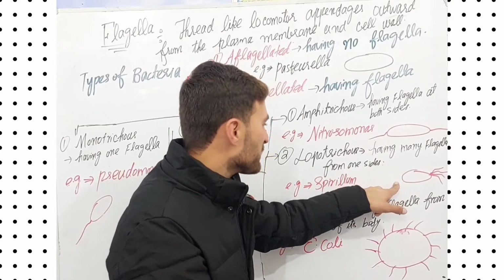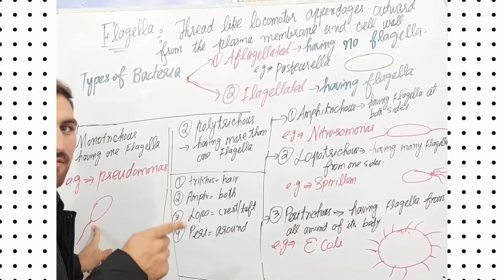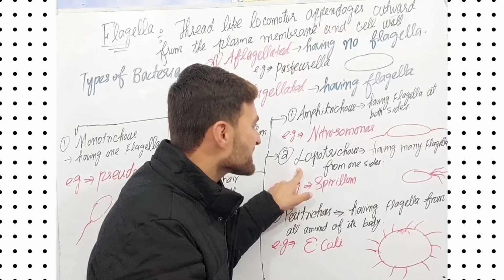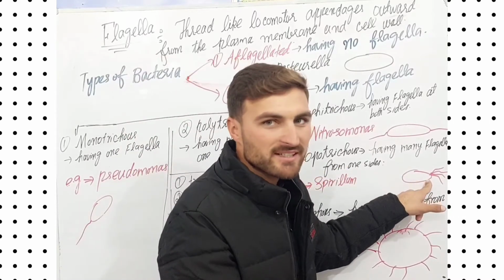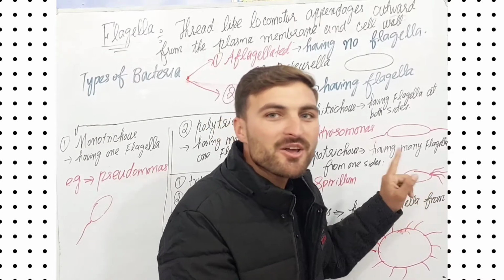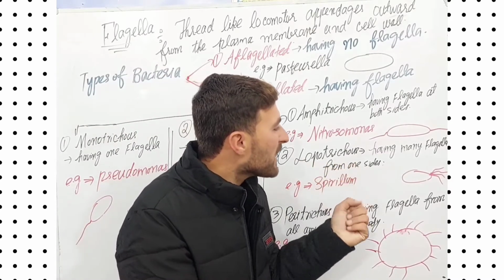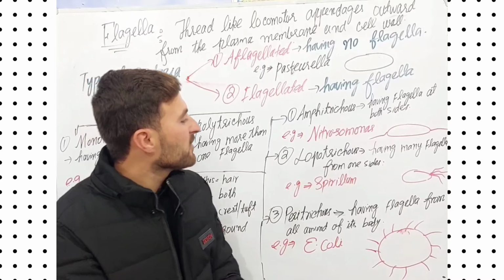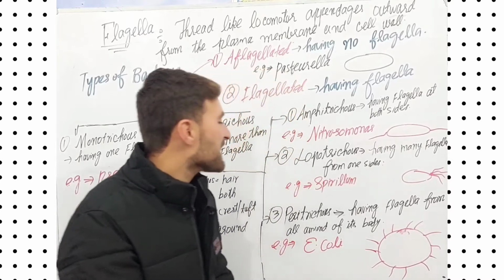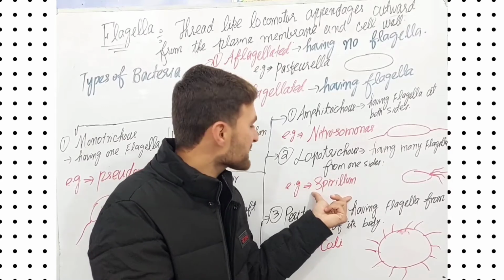Don't mix it with the Monotricus. Monotricus has flagella from one side, but the flagella is only one, while the Lophotricus has flagella from one side, but the flagella is not only one, there are many. So Lophotricus bacteria are those bacteria which have flagella from one side, but the flagella will be more than one. What will be the example of this? The example is Spirillum. I hope it is clear to you.